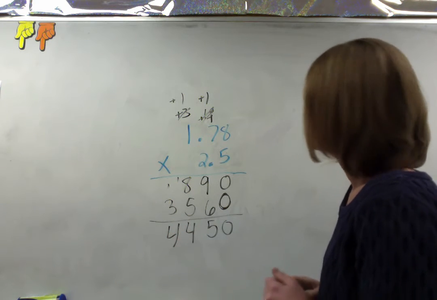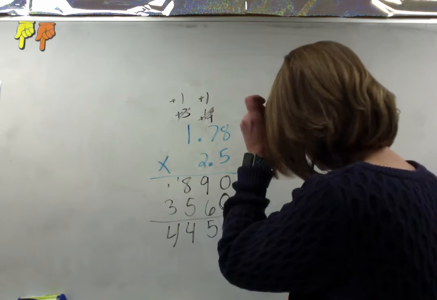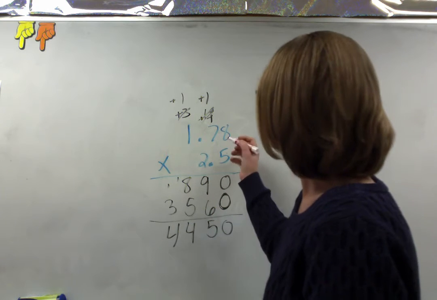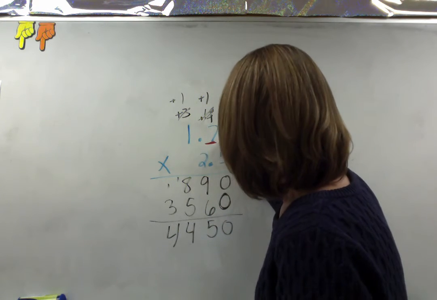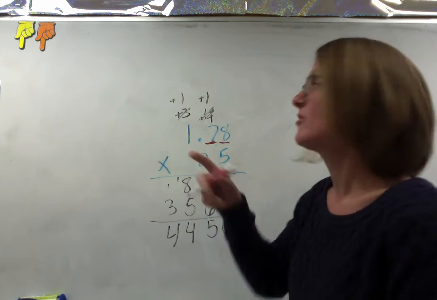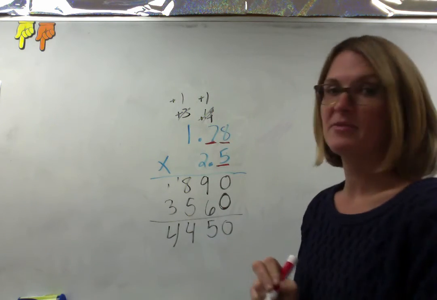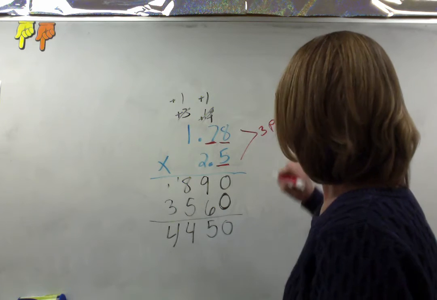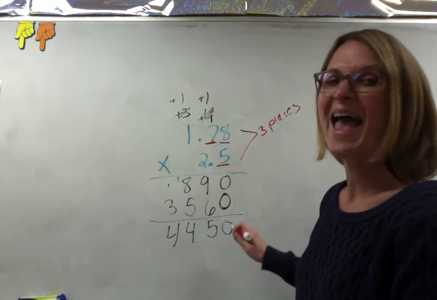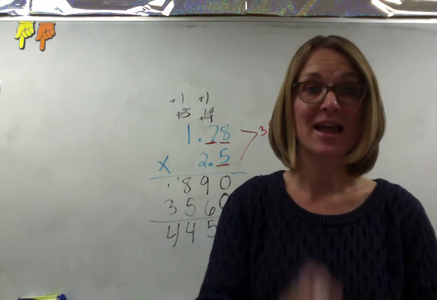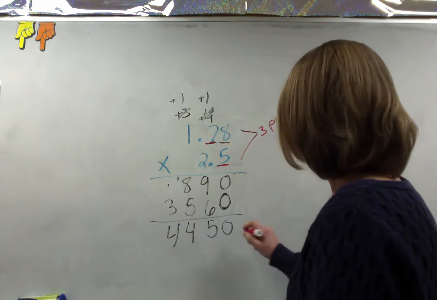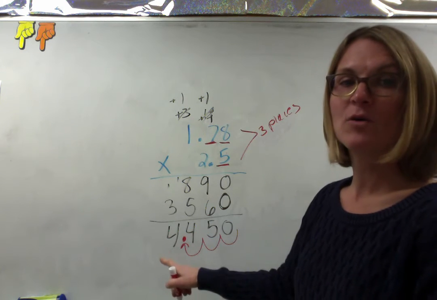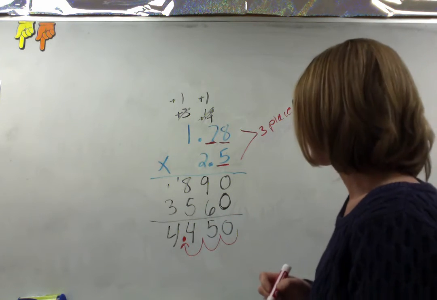So now that we've got our answer, we have to go back and deal with the decimals. So again, we're going to count in total how many numbers in this problem come after the decimal. So if I come back up here, I have 2 numbers that come after the decimal there, and then I have 1 number here that comes after a decimal. So all together, I have 3 places, okay? So I'm going to come here, and from the end of the problem, not the beginning, from the end of the problem, I move in my decimal. So I'm going to go 1, 2, 3. So my decimal is going to go here, and my answer is going to be 4 and 450 thousandths, okay?